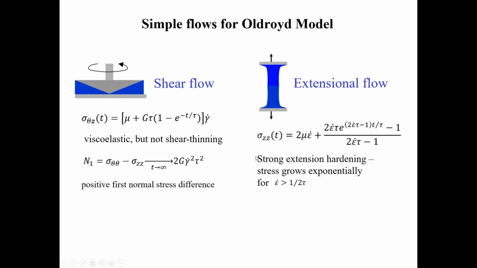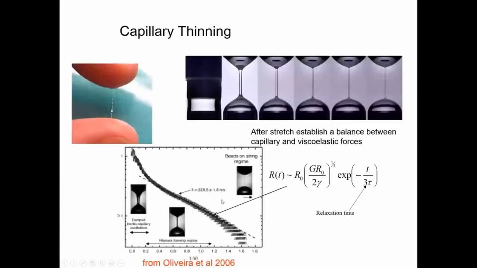If we think about extensional flow, then essentially this axial stress behaves in this way. And the crucial thing about this is that there's an exponential in here, which will be positive if epsilon dot is greater than 1/2 times the relaxation time. So if the strain rate is hard enough, the stress will grow and grow and grow as if you were stretching a piece of elastic. But if you stretch more slowly, then it will decay and you'll get a constant extensional viscosity. So it's going to behave like a Newtonian fluid.